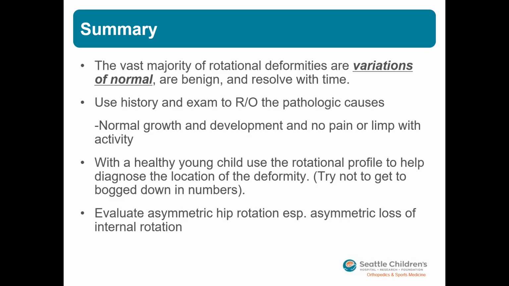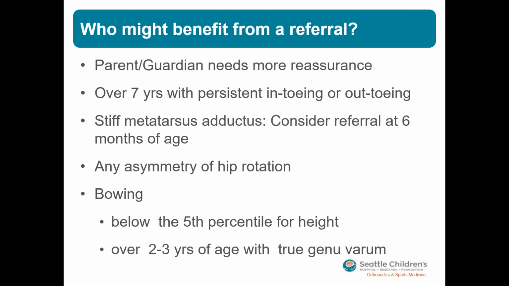And then always evaluate asymmetric hip rotation, particularly the loss of internal rotation, because we don't want to miss a SCFE, slipped capital femoral epiphysis. Anyone will benefit from a referral if you can't convince them they're normal. Anyone that's over 7 with persistent in-toeing or out-toeing, and then a stiff metatarsus adductus, usually want to consider a referral at 6 months of age, and any asymmetry of hip rotation, and bowing if it's below the 5th percentile or over 2 to 3 years of age with true genu varum.